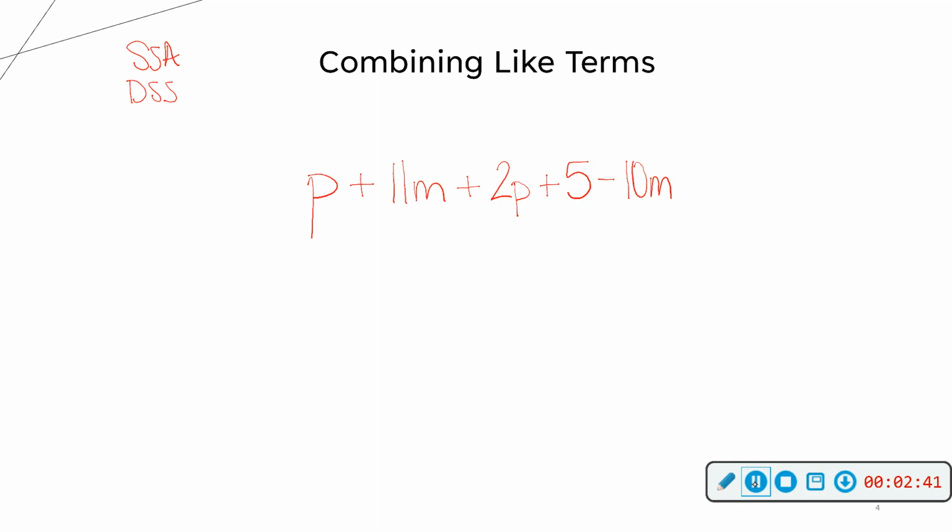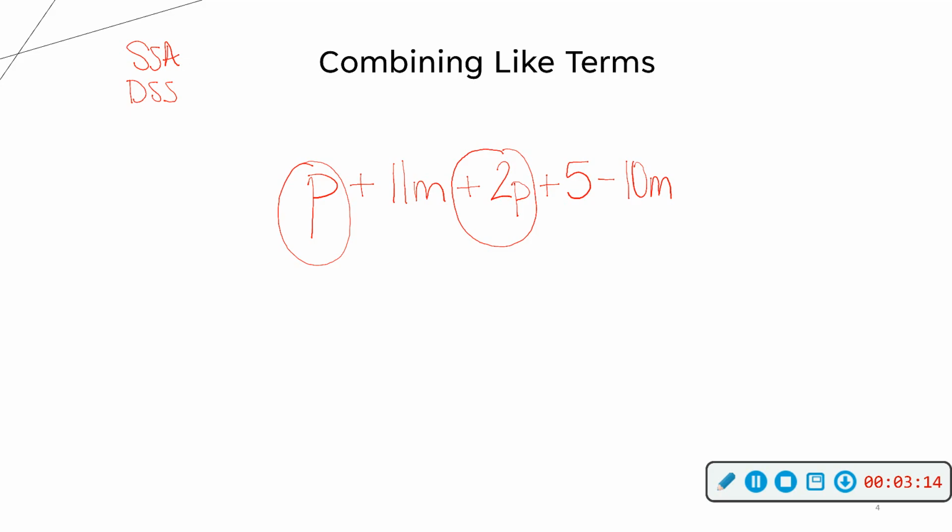Okay, so let's look at our next problem: p plus 11m plus 2p plus 5 take away 10m. The same thing we did on the last problem, where we identified what can be combined and what couldn't, we're going to do here. Let's put a circle around what can be combined. I know I can combine p and 2p, and make sure you include whatever the operation is. Whether it's a positive or a negative, include that with your term.